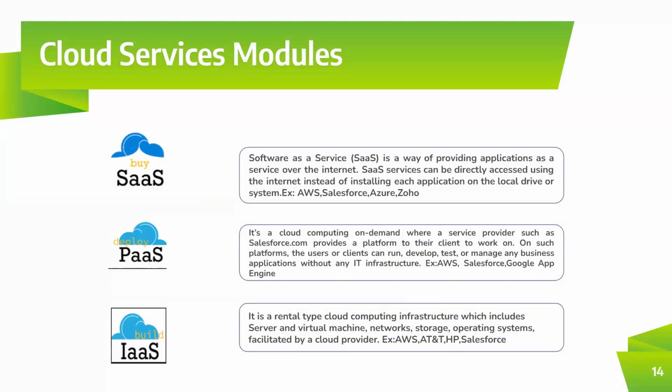Got it? I told you about what is software as a service, platform as a service, infrastructure as a service. It's a way of providing application service over the internet. We're going to provide the application service over the internet. You can access it and pay for how much you use it. Platform as a service provides a way to develop, test and manage a business application. In that case, you go for platform as a service. Examples are Salesforce and Google App Engine.